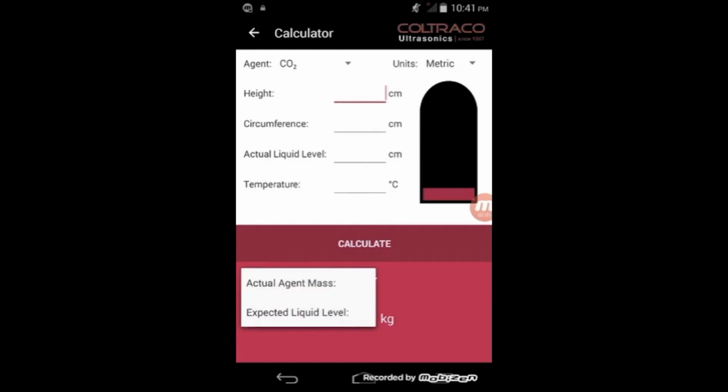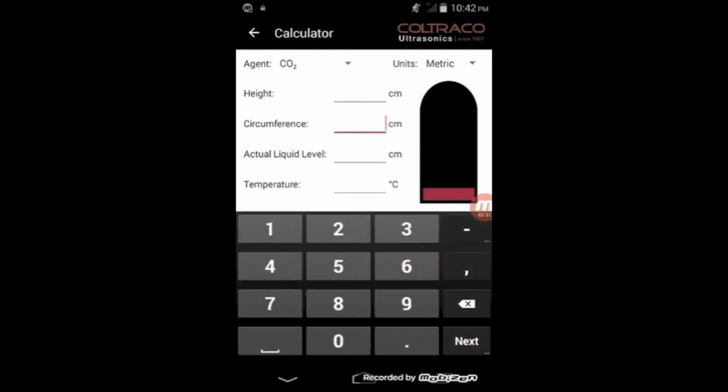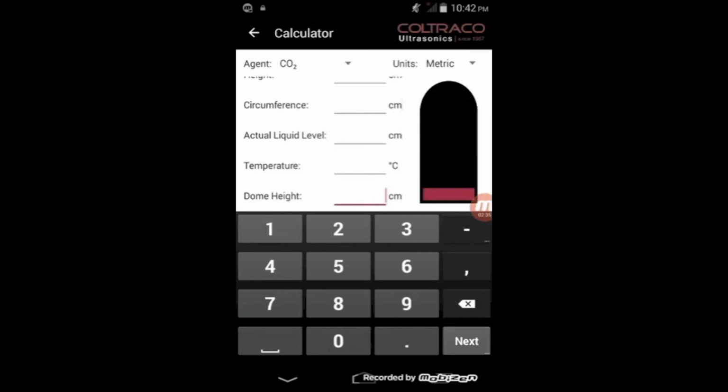So the first is calculating the agent mass from the liquid level. But we can also reverse that to calculate where the liquid level should be if the cylinder is correctly filled and there's been no leak or discharge. So that can be useful to an engineer who wants to make sure that his liquid level measurement is compliant with what it should be. And then we have our range of inputs, the first being height, circumference, liquid level, temperature, dome height, and thickness.